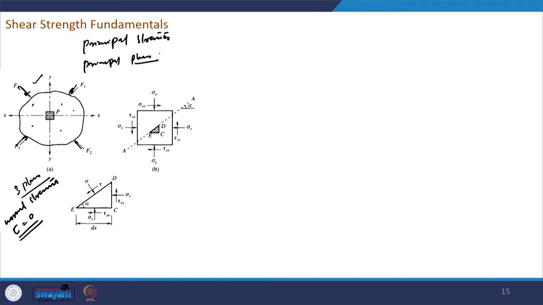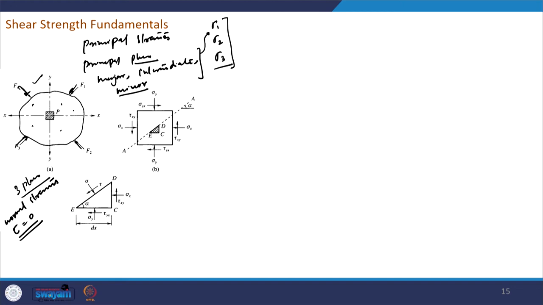Depending on the magnitude of the stress in each of these three planes, they are denoted as major principal stress, intermediate principal stress and minor principal stress. Okay, so, let us try to denote them using some letters like sigma 1, sigma 2 and sigma 3. All right. So, these are the notations which we can use to describe these three stresses in the principal planes.